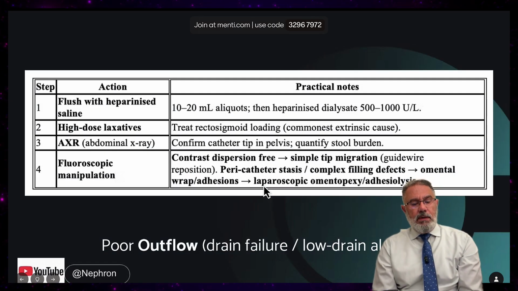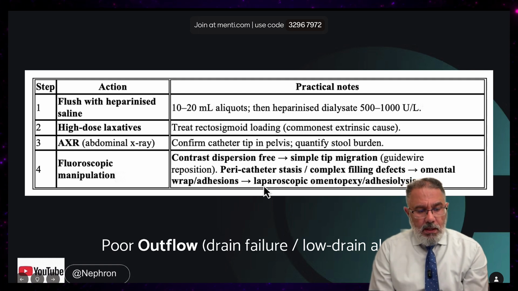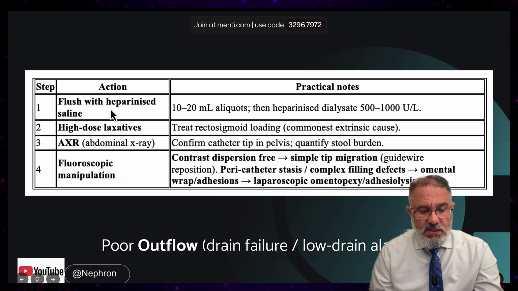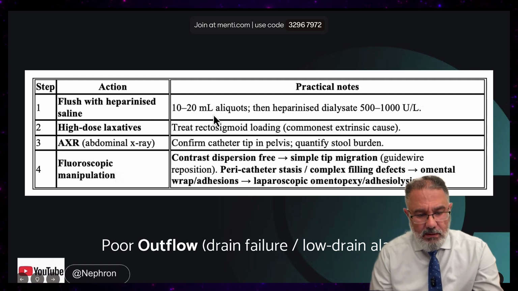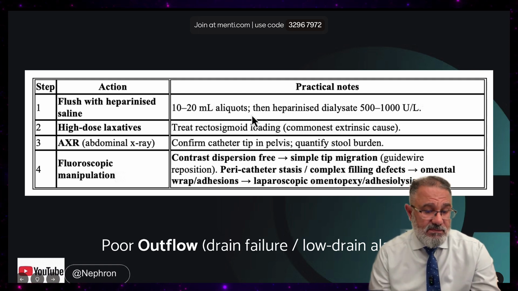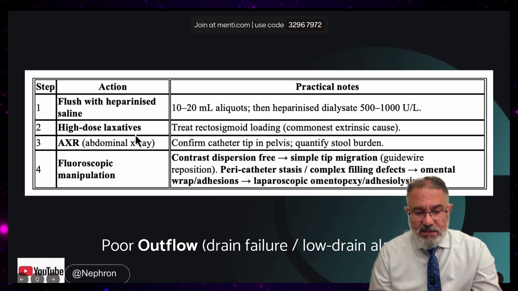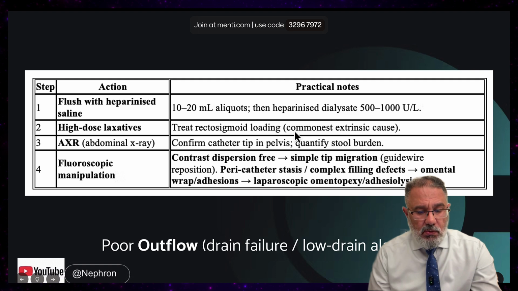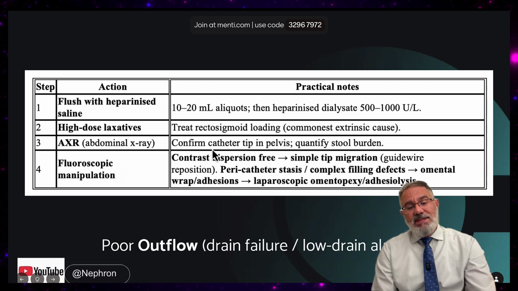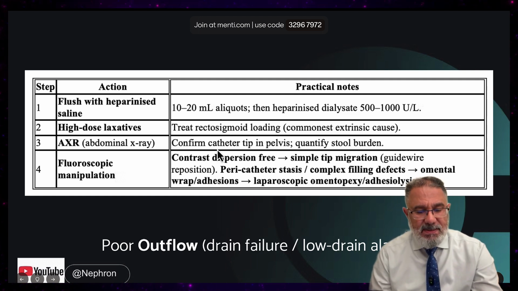What if there is an outflow drainage problem? The first step is to flush with heparinized saline, 10 to 20 ml. Then heparinized dialysate, 500 units of heparin per liter. Give a high dose laxative to treat any sigmoid loading, because this is one of the commonest causes of catheter malfunction. Do an abdominal X-ray to confirm where the tip of the catheter sits and the quantity of fecal loading.